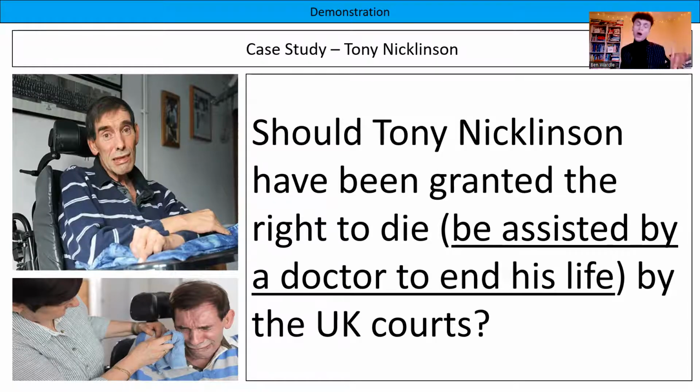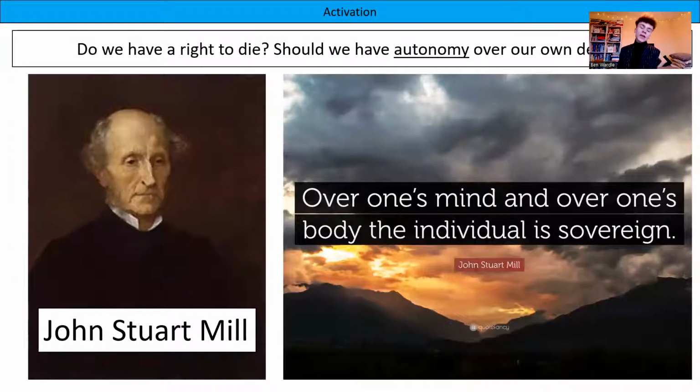Now, there will be a lot of opinions about this on both sides of the argument, of course. We want to have this case study ready to use in the exam. We want to show the examiner we understand and we know real life case studies that are out there, and people who are grappling with the laws and the morality of euthanasia. And so we're going to consider Tony in the context of all of today's discussions.